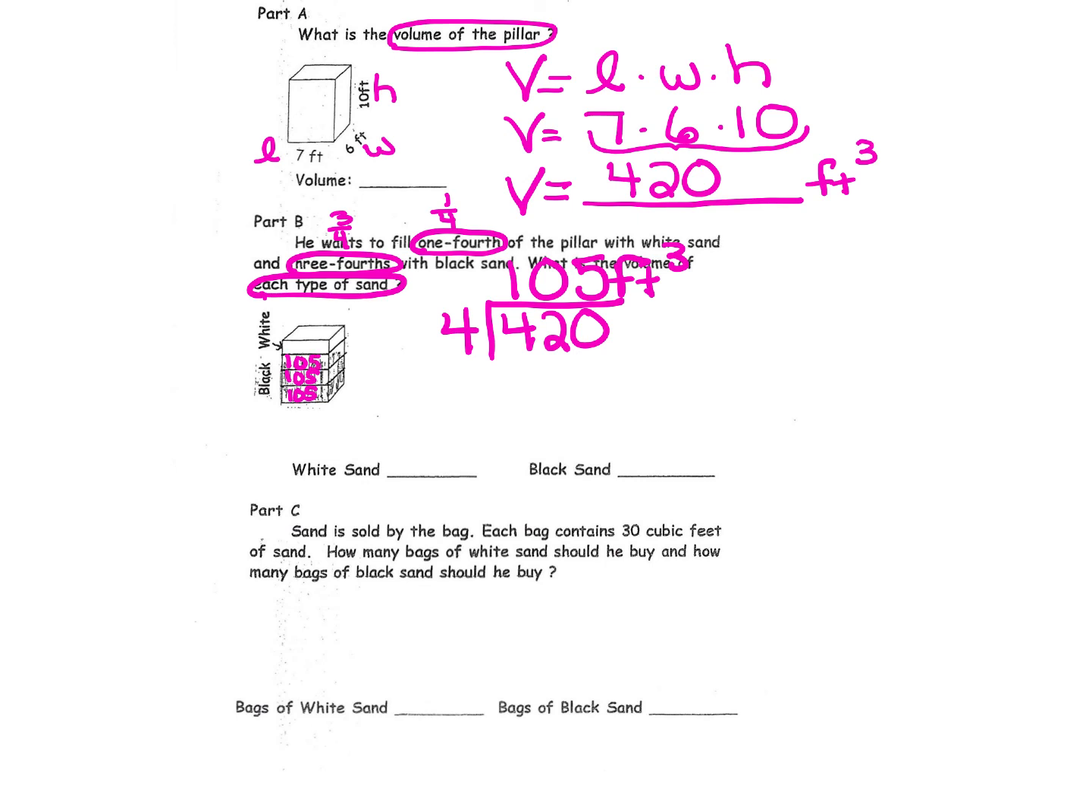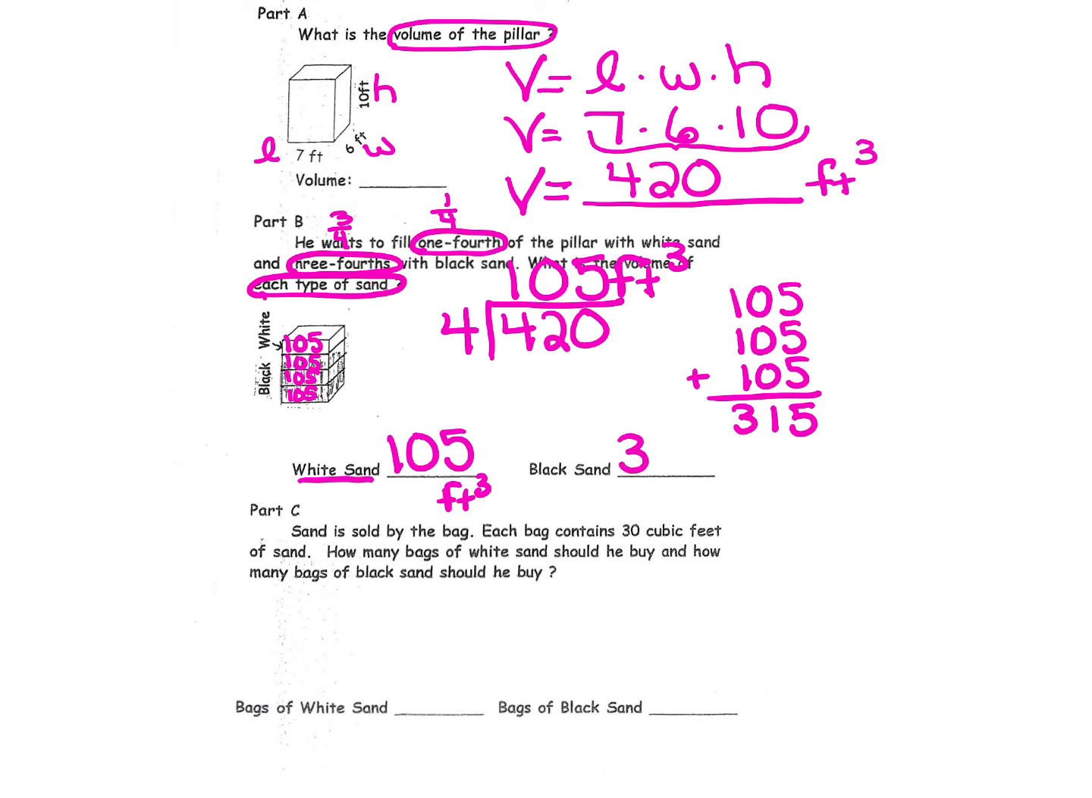3 of those parts are black and 1 part is white. The white sand only will use 105 cubic feet of sand. But for our black sand, we have 3 parts made up there of black sand. So we're going to add that up. For the black sand, we're going to have 315 cubic feet of sand. We'll definitely have to buy more black sand than white sand.